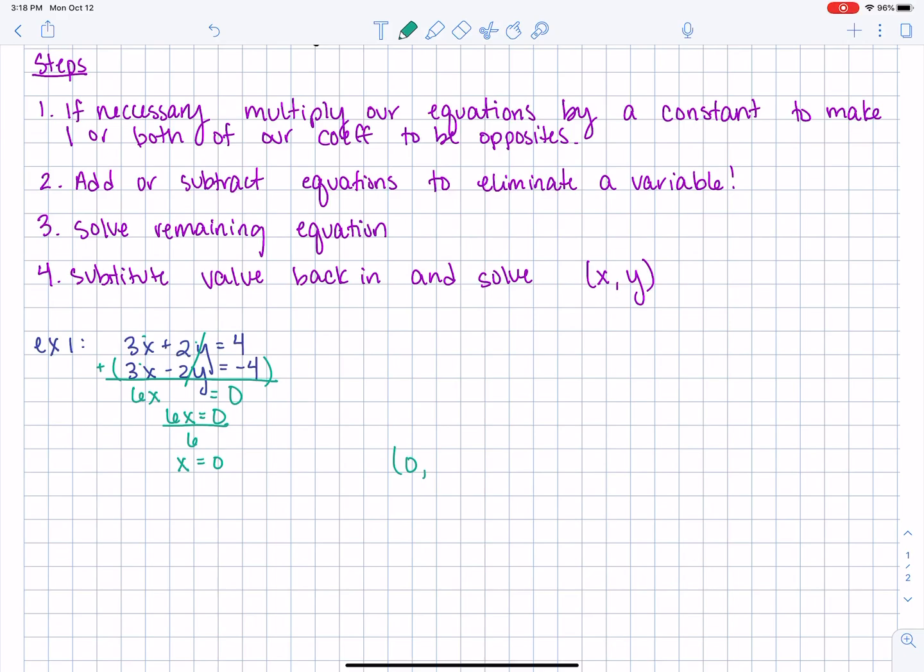So we're now going to take this value and substitute it back in, and you can substitute anywhere that you want. I'm going to choose the top equation. It's usually just habit for me to choose that top one. It's the first one that we see. 3 times 0 is 0, leaving me with 2y equals 4. Divide by 2, y is equal to 2. So the solution to this system is the point (0, 2).